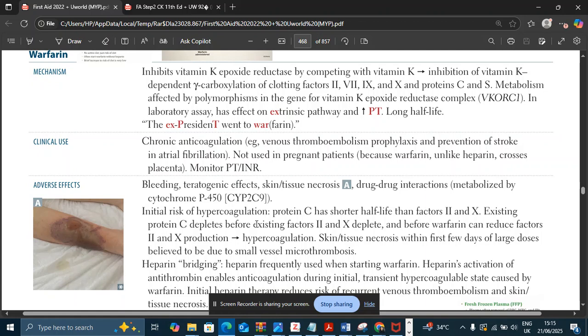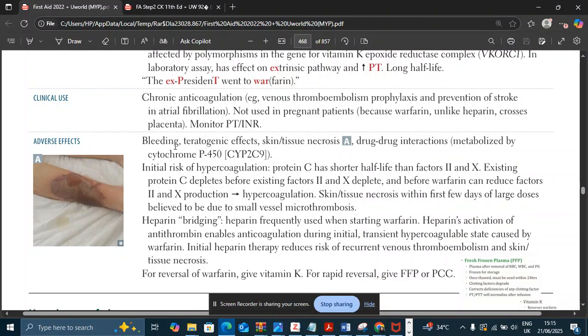So let's read it. Initial risk of hypercoagulation. Protein C has a short half life, then factor 2 and 10. Existing protein C depletes before existing factor 2 and 10 deplete, and before warfarin can reduce factor 2, 7, 10 production. So it leads to hypercoagulation.